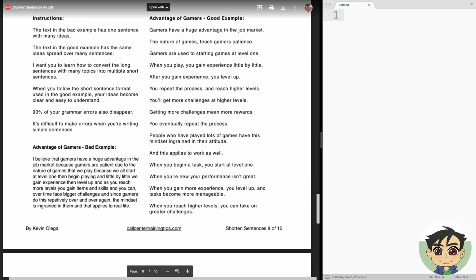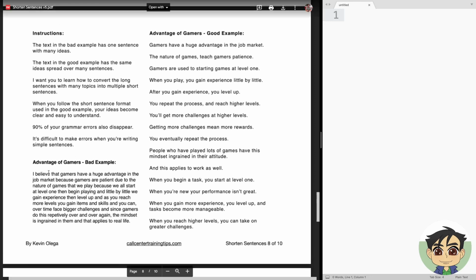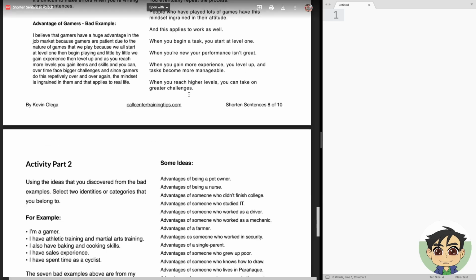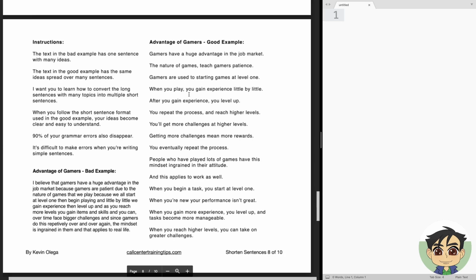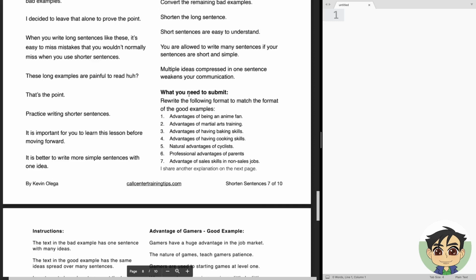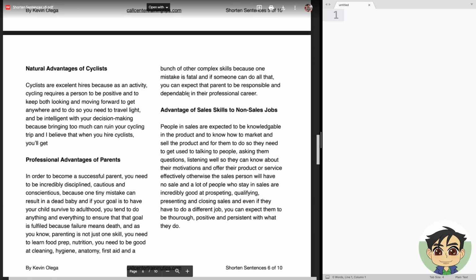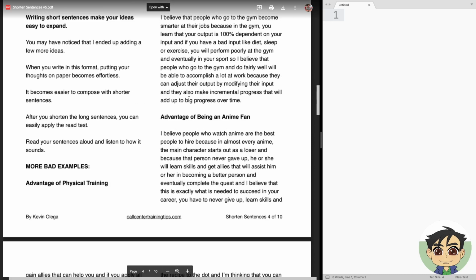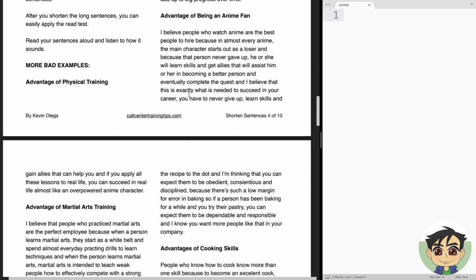So we went back here, advantage of gamers. So you know this like one big block of text, and I converted it into something like this, like multiple sentences with one idea each. Okay. Now, I just decided that I'm going to do another one just so you can have more examples.